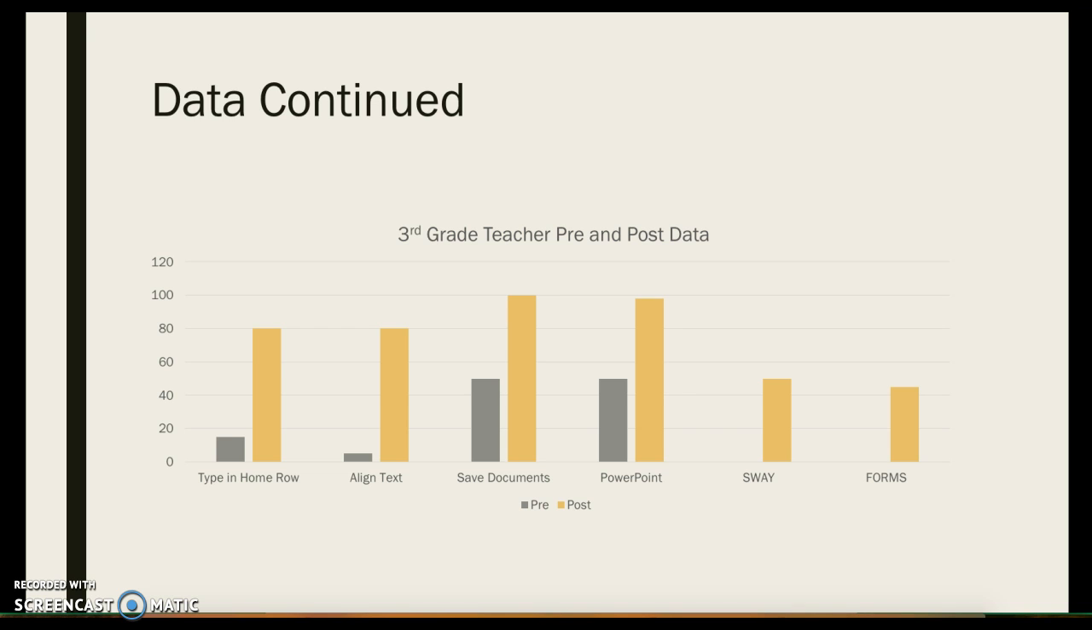3rd grade teachers reported 65% growth in student typing skills, 75% growth in formatting text, 50% growth in saving and retrieving documents, 48% growth in using PowerPoint, 50% growth in Sway, and 45% growth in Forms.